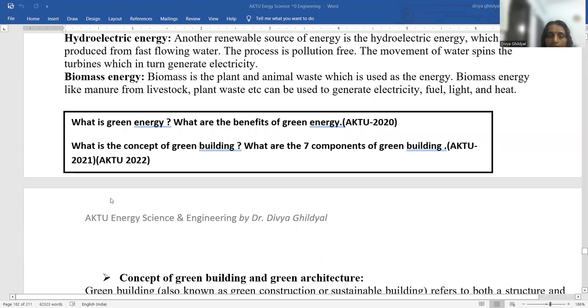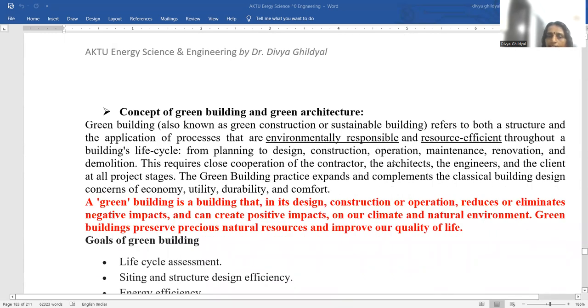Now, this question has been asked every year. What is green energy? What are the benefits of green energy? What is the concept of green building architecture? Why? Because this is the most current topic of debate for energy. Everywhere the demand has suddenly come up that even if one office space has to be designed by an engineer, it should fulfill the concept of green building and green architecture to protect our environment and to conserve energy. That is why this topic is so important.